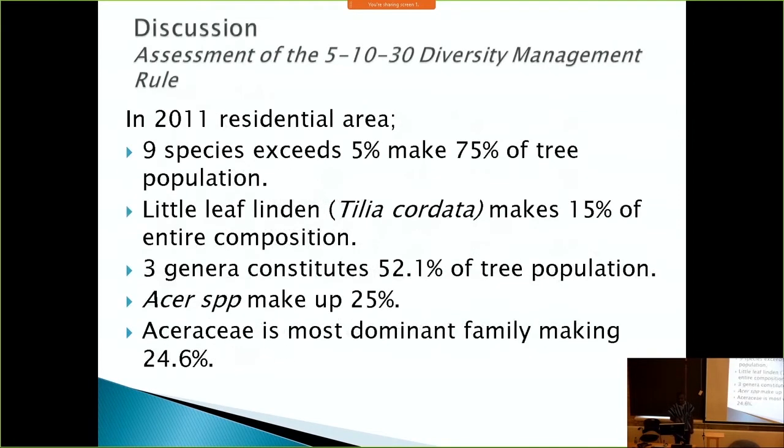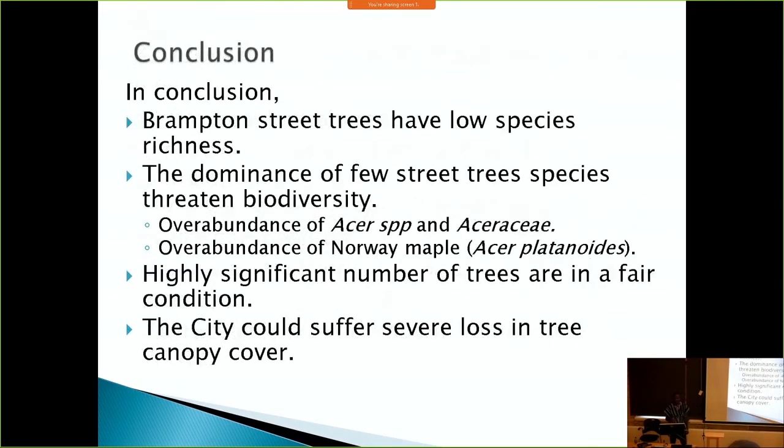So you realize that in the 2011 residential area, the family composition never exceeded the 30% cap. In conclusion, we realize that the Brampton street trees have very low species richness.